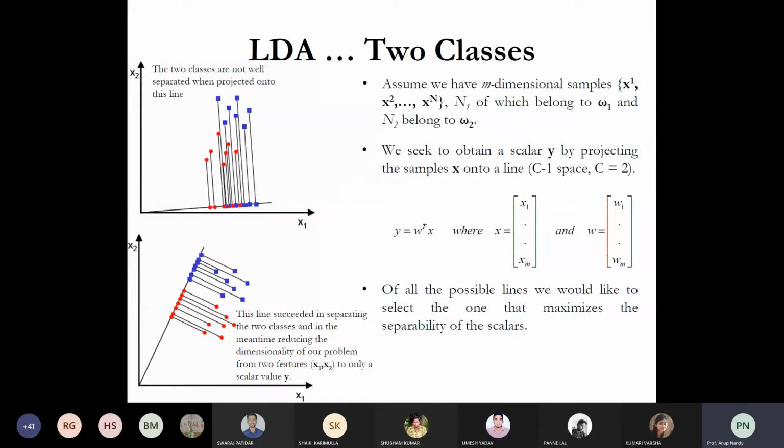It is in column vector, and your w is w1 to wm. Okay, and you have all possible lines. Now you would like to select only one which minimizes this, which maximizes. That is very, very important. You have to maximize this class separability.